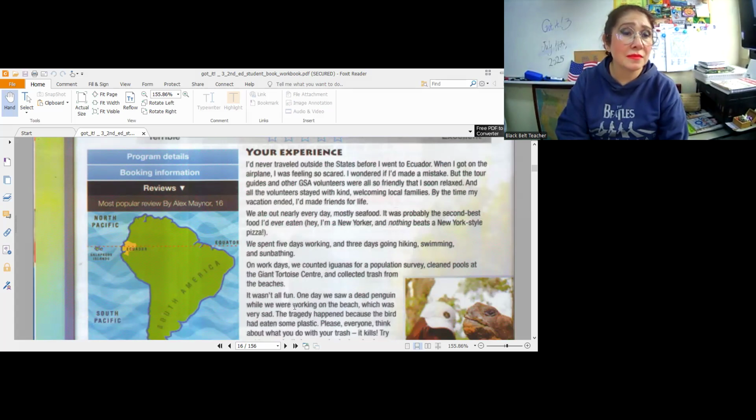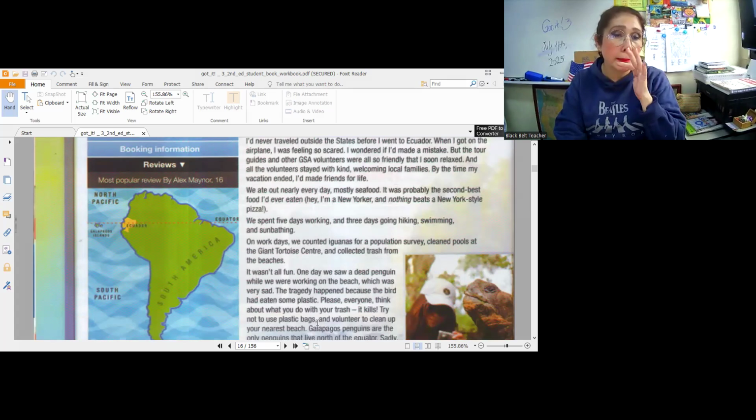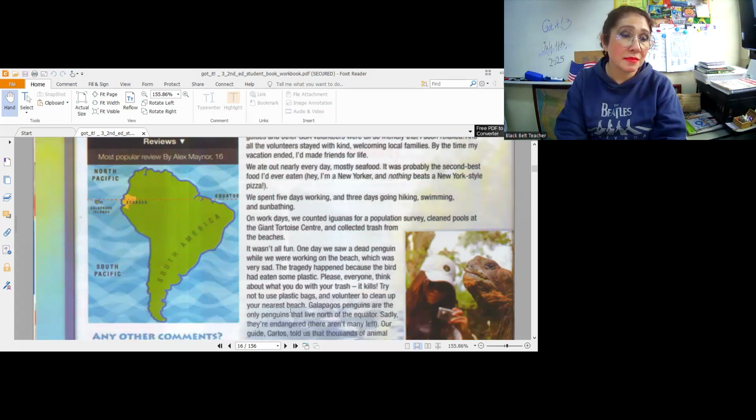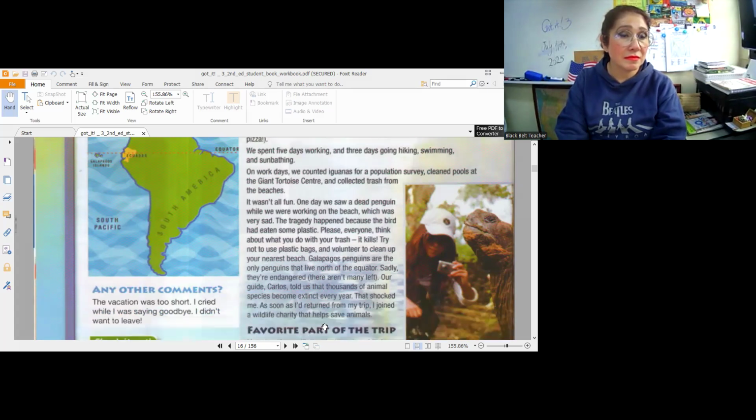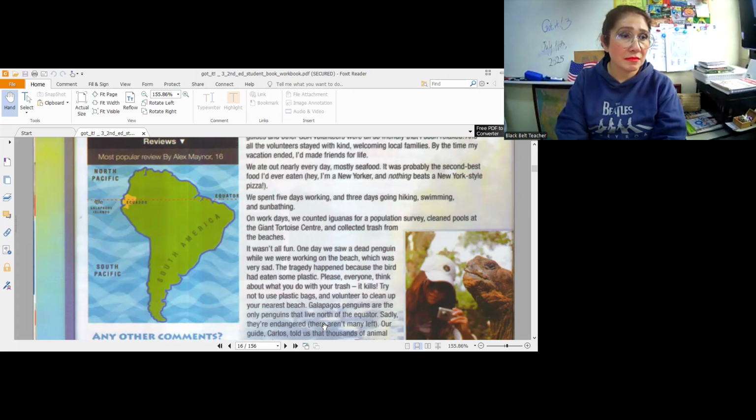One day we saw a dead penguin while we were working on the beach, which was very sad. The tragedy happened because the bird had eaten some plastic. Please, everyone, think about what you do with your trash. It kills. Try not to use plastic bags and volunteer to clean up your nearest beach. Galapagos penguins are the only penguins that live north of the equator. Sadly, they're endangered. There aren't many left. Our guide Carlos told us that thousands of animal species become extinct every year. That shocked me. As soon as I returned from my trip, I joined a wildlife charity that helps save animals.